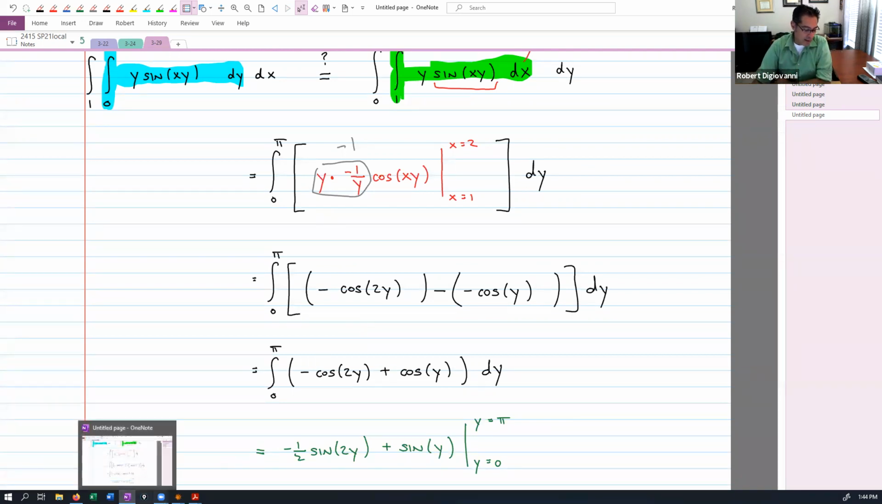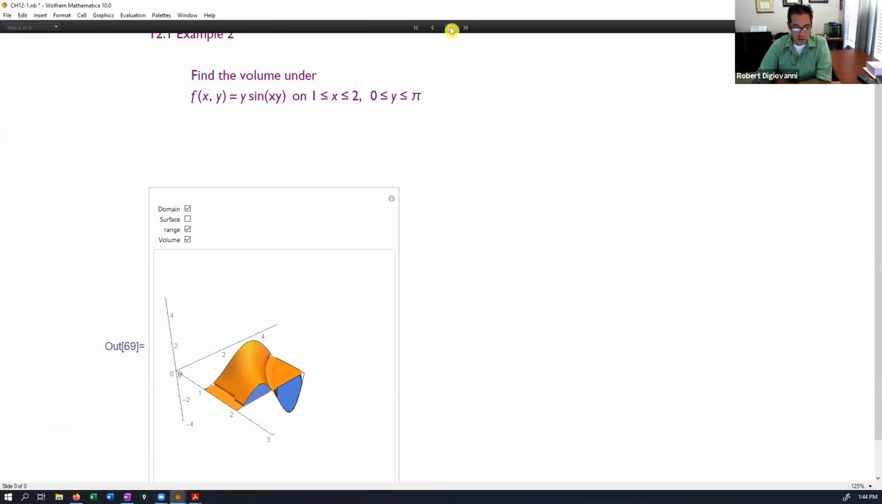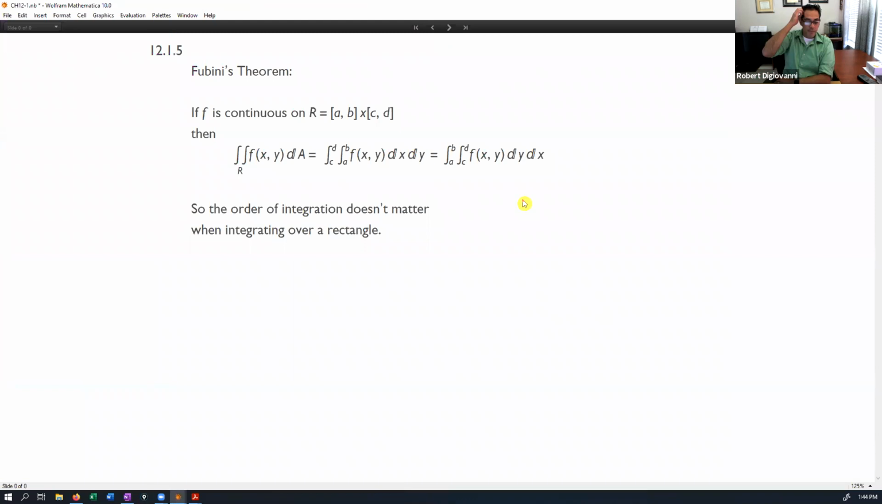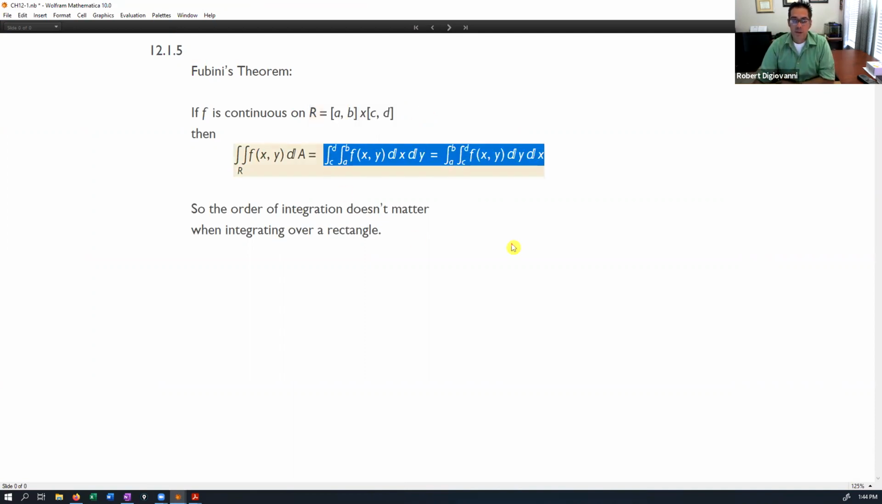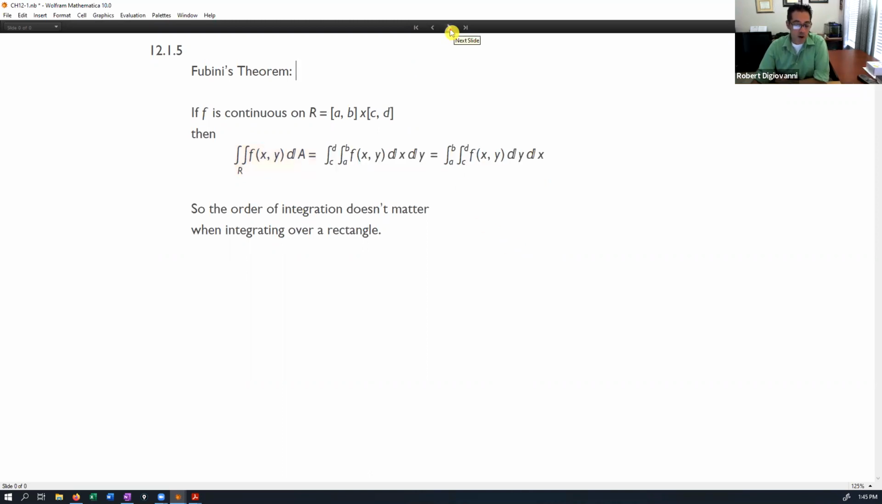All right, so let's answer the question: are we allowed to actually switch? Well, you have this thing called Fubini's theorem. It says that if f is continuous on this rectangle, so you have some region on the ground that is a rectangle, x is between 2 constants, y is between 2 constants, then you're always free to switch the order of integration. Now, this is a theorem, which means it has been proven. We are not going to prove it. So what we did in the last problem was okay.